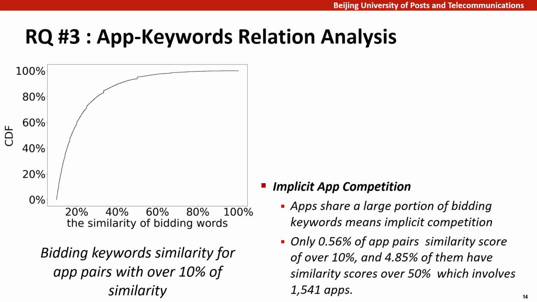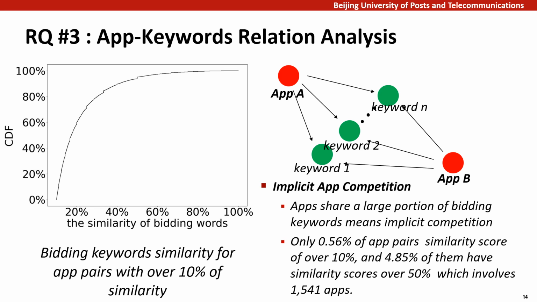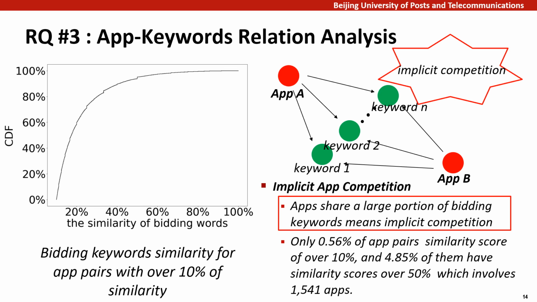We next inspect whether app A and app B share a large portion of bidding keywords, which means they have implicit competition. So we represent each app as a vector, where each bit refers to whether the corresponding keyword is covered by the app. Then we infer a pairwise competition of all the apps that adopted ASA to measure the similarity between any two different apps, which forms over 10 million app pairs.